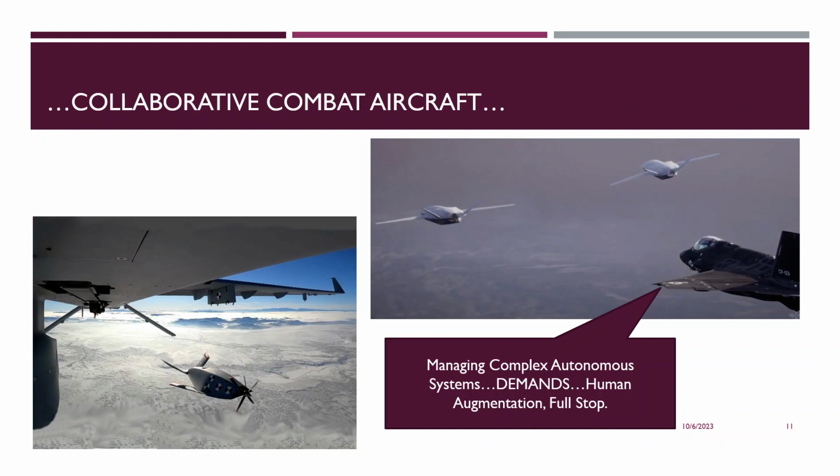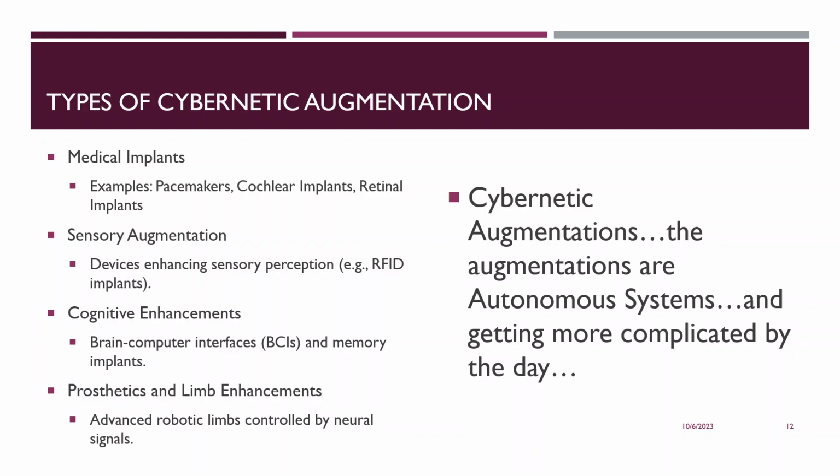That's why I want to talk about human cybernetics as it relates to autonomous systems, because you can't manage autonomous systems, especially complex autonomous systems, without human augmentation, and specifically the ability to bring in augmentations that enhance our ability to process information. So here are a few things I want to run through. Cybernetic augmentation for medical implants, yeah, many of us understand that. Sensory augmentation, that's kind of what I'm talking a little bit about. Cognitive enhancements, that's what I've been talking about too. Prosthetics and limb enhancements, those are some other ones, right?